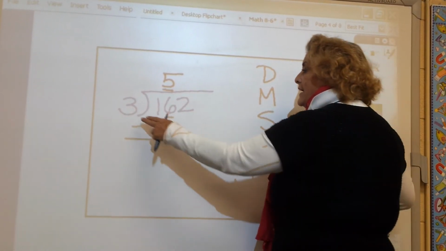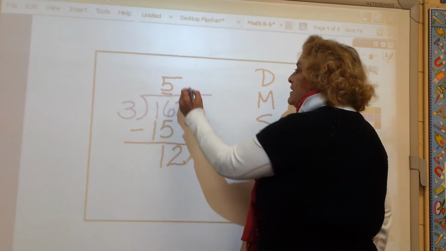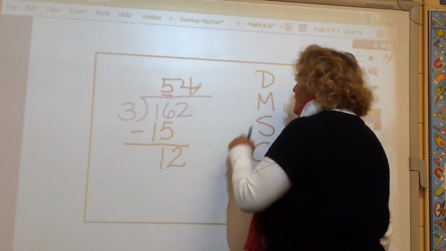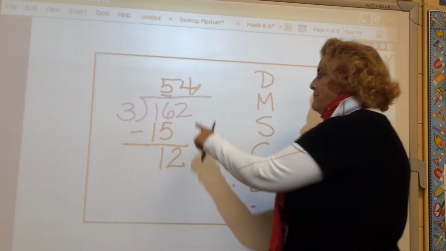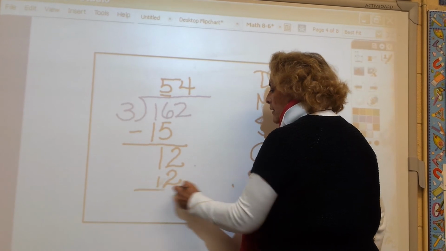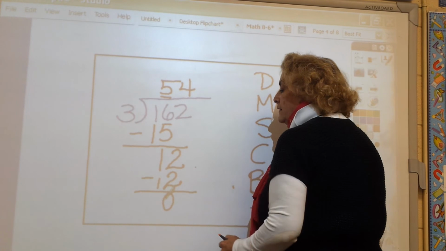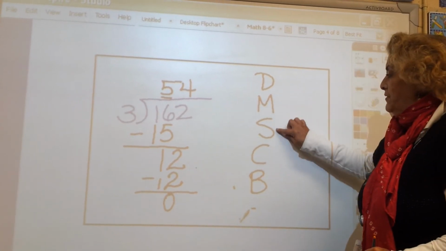I'm going to divide 3 into 12. How many groups of 3 can I make out of 12? The answer would be 4. My next step is to multiply. 4 times 3 is 12. I'm going to subtract. 12 from 12 leaves me no remainder whatsoever.